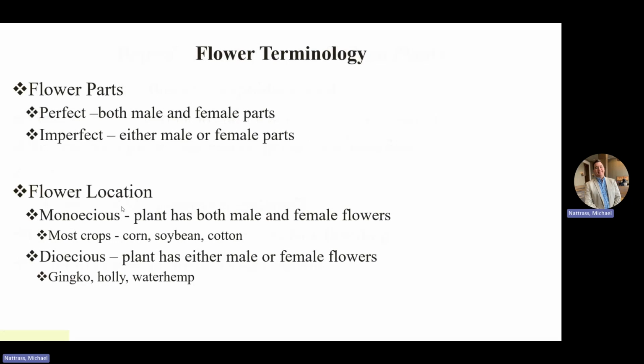This is important because if you buy a whole bunch of plants and you think they're just going to cross pollinate, but they're all males, that's not going to happen. Probably the most notable dioecious plant is the ginkgo. You need to buy a male and a female in order to continue producing more ginkgo trees.